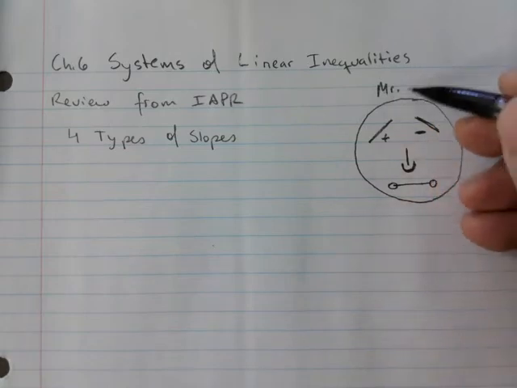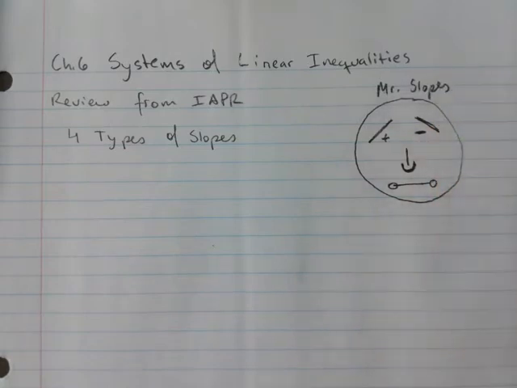I don't know. I picked this up at some point. I can't trademark that. But anyways, that should help. I saw it somewhere, and I was like, you know what? This is awesome, right? And so those are the 4 types of slopes: positive, negative, undefined, 0. Okay.